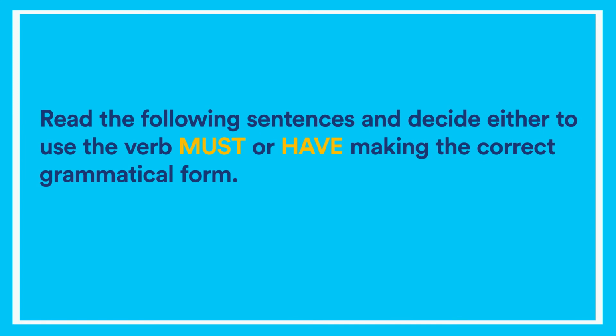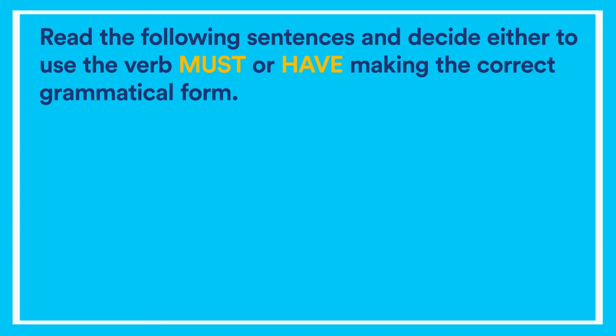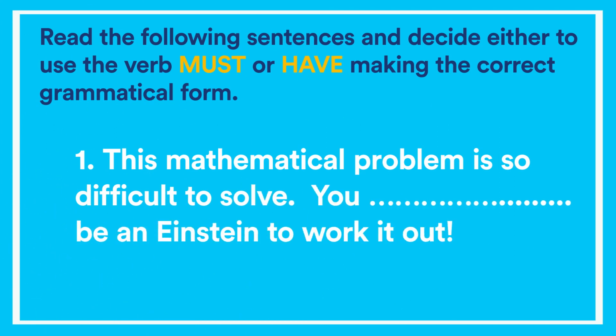Read the following sentences and decide either to use the verb must or have, making the correct grammatical form. Number 1. This mathematical problem is so difficult to solve. You be an Einstein to work it out. Use the verb have to. You'd have to be an Einstein to work it out.